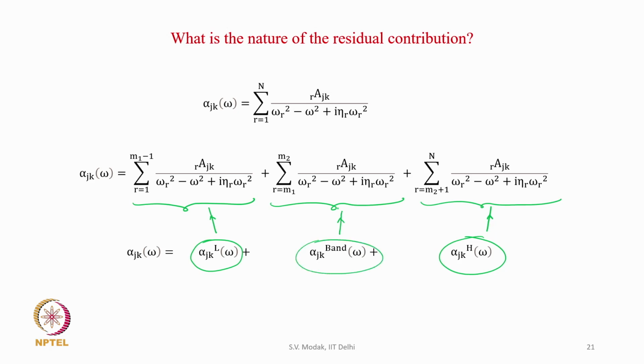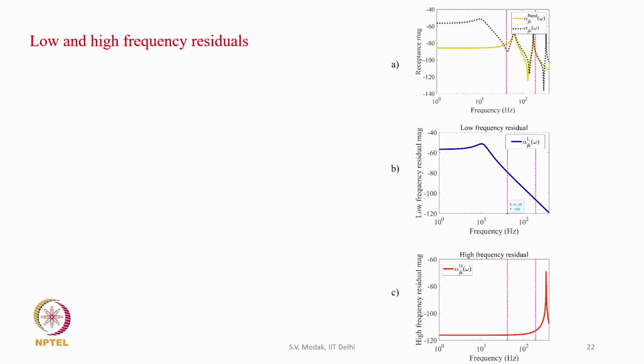Let us take a typical case and see how these low frequency and high frequency residuals look. For a typical system, here you can see we have plotted the alpha JK band and alpha JK. If you look at the first figure, we have plotted the contribution of the modes inside the band, shown by the yellow line. This is the alpha JK band, and the dotted line shows the complete FRF taking into account the contribution of all the modes.